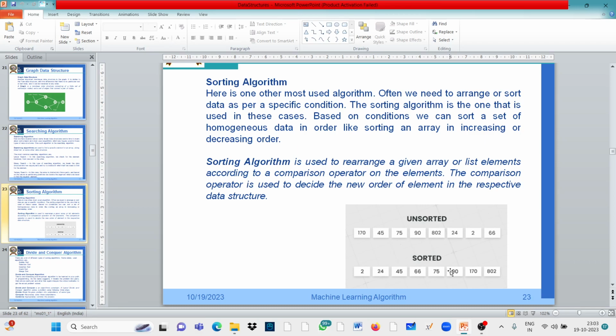So this is sorted in the increasing order. Or suppose you want to sort it in the decreasing order, then it will just reverse it. First will come 802, then it will come 170, 90, like that. So we will study in details about these algorithms.